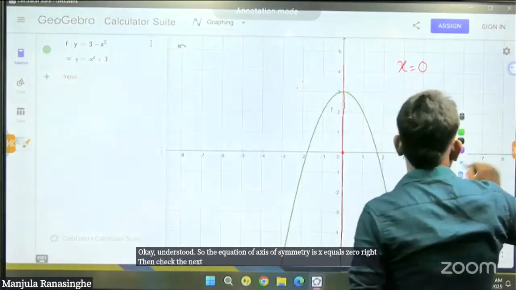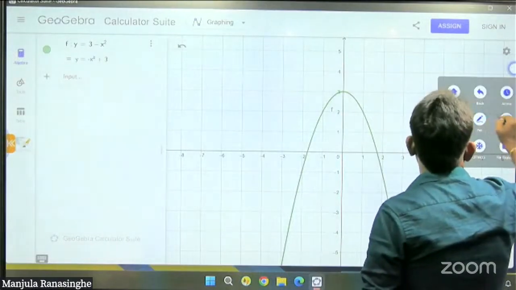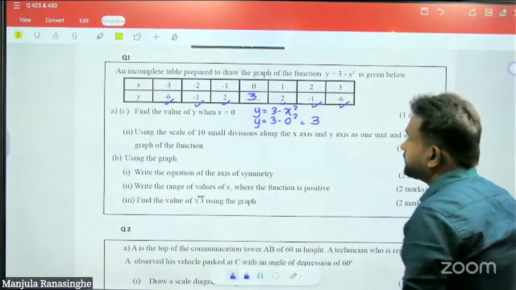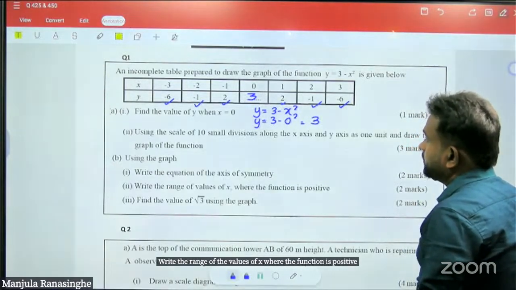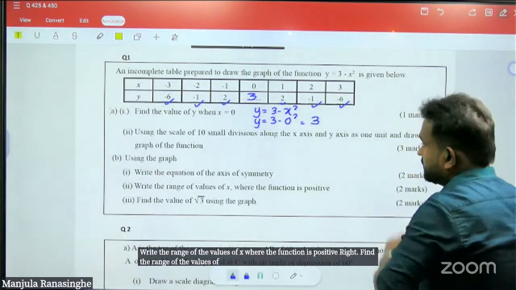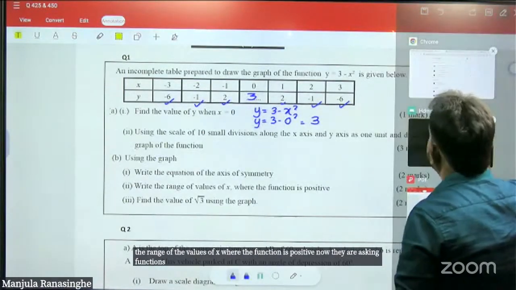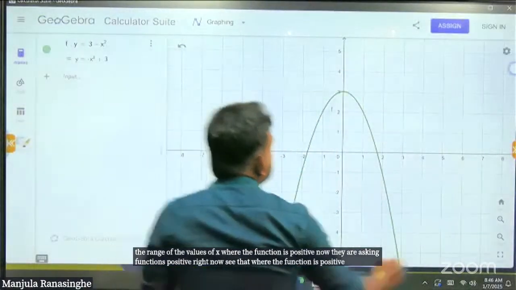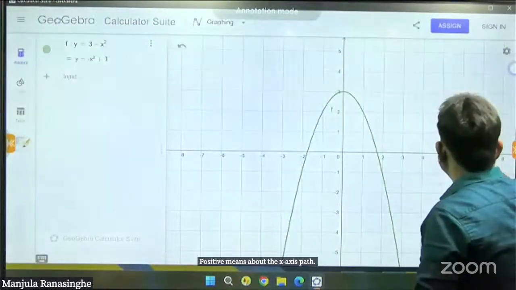They are asking: write the range of the values of x where the function is positive. Find the range of the values of x where the function is positive. Now they're asking where the function is positive, right? Positive means the above the x-axis part.